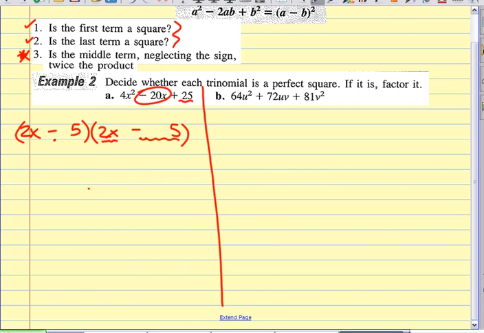Does that match where we started? Good. So it is a perfect square. And then we write it like a perfect square: 2x minus 5 squared. Done.